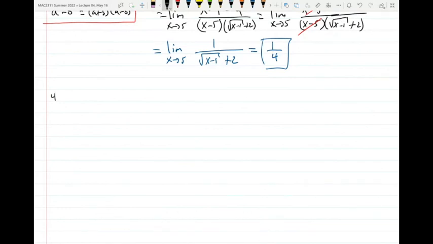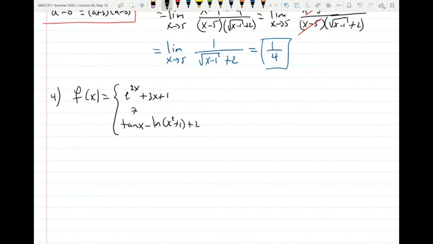So we have number 4. We have the function f of x, and then 2x squared e to the 2x plus 3x plus 1. And we have the 7 here, and here we have tangent minus ln. And my point here is just putting something. Okay, so the first one is when x is less than 0. If x is equal to 0, that's a value. And then if x is greater than 0, that's a function. Okay? And then the question is, of course, what happens at 0?